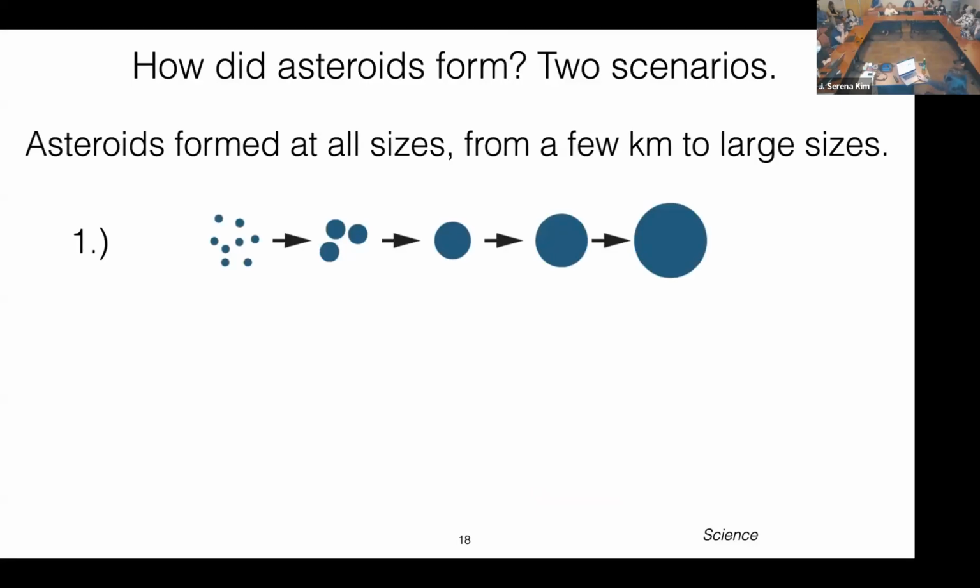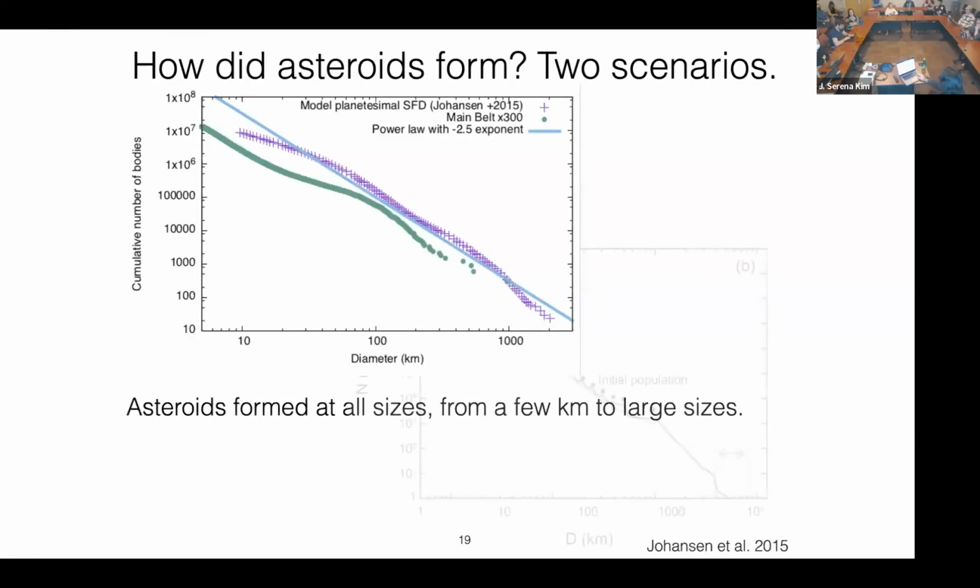First is that asteroids formed at all sizes, from very small kilometer scale to large sizes, where you have slow accretion of asteroids from small pebbles to medium-sized pebbles to boulders and so on and so forth to the largest 100-kilometer scale object sizes. This would produce a size distribution that is steep, where you have a fewer number of large objects and a very large number of small objects.